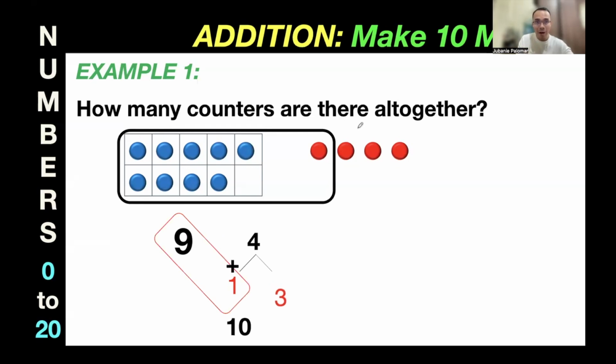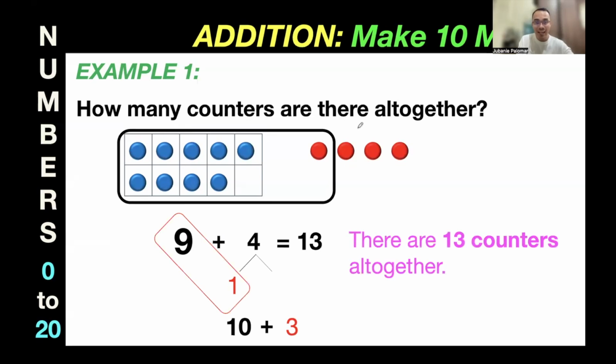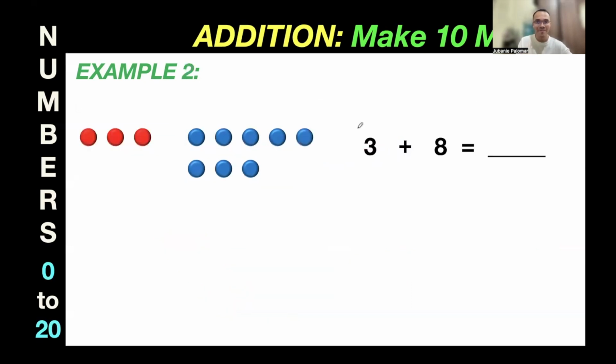And then 10 plus 3 equals 13. So 9 plus 4 is 13. There are 13 counters all together. That's how we can use or apply the make 10 method in adding numbers within 20. Did you get it? Let's have another example.